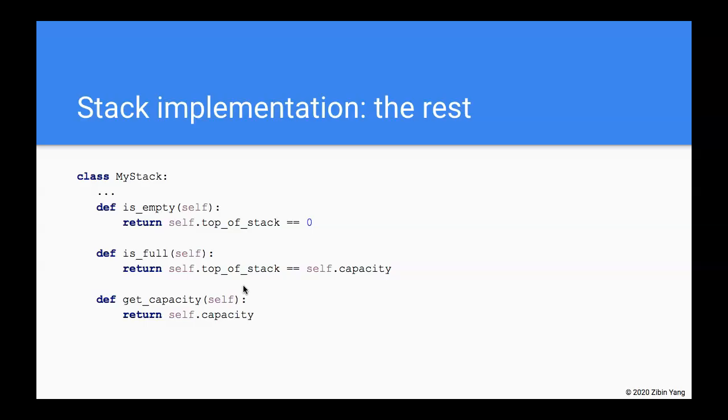So lastly, this is the rest of the code. These are the two helper functions. So is empty is when the top of the stack is 0, and the stack is full when the top of the stack is the same as the capacity. And finally, we have a getter for retrieving the capacity.